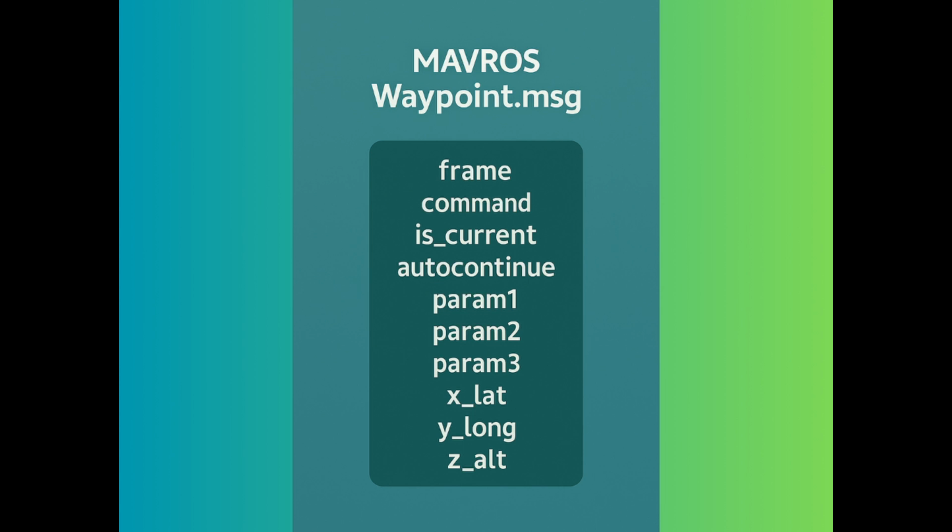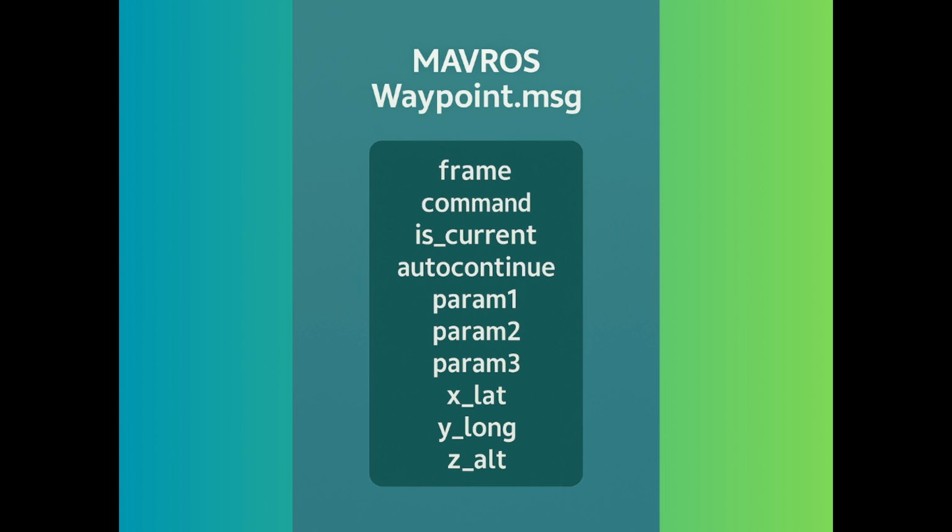The next one is current. Set this flag to true only for the first waypoint. This tells the drone where to start. The next one is auto continue. This determines whether the drone should automatically go to the next waypoint after completing the current one.